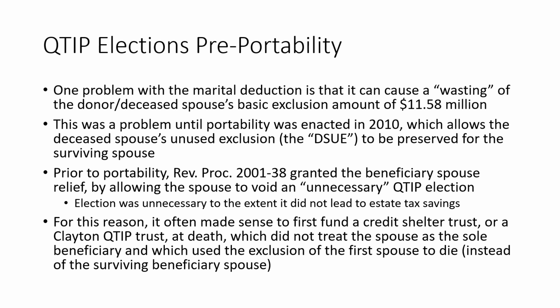So prior to the portability election, it often made sense to structure an estate plan that first funded a credit shelter trust or a Clayton QTIP trust, and in either case, those types of trust wouldn't necessarily treat the spouse as the sole beneficiary, and those types of trusts would use the exclusion of the first spouse to die from both an estate tax and a GST tax perspective, instead of using the exclusions of the surviving beneficiary spouse.